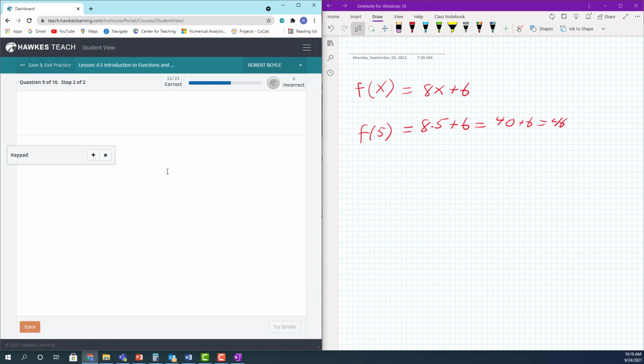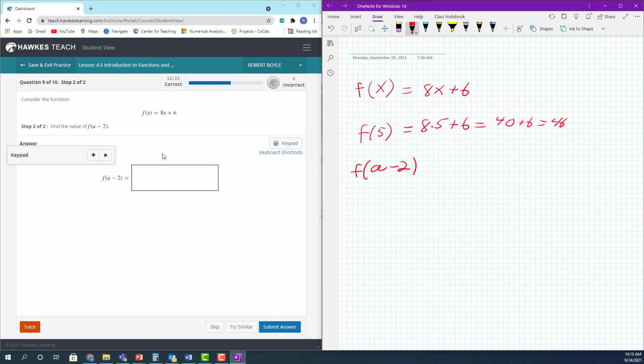All right, awesome. And now we have this funky sucker. We need to find the value of f of a minus 2. So we're going to replace x with a minus 2. And since we're replacing x with this expression, we need to use parentheses. So this is going to be 8 times the quantity a minus 2. So we have the parentheses there, plus 6.